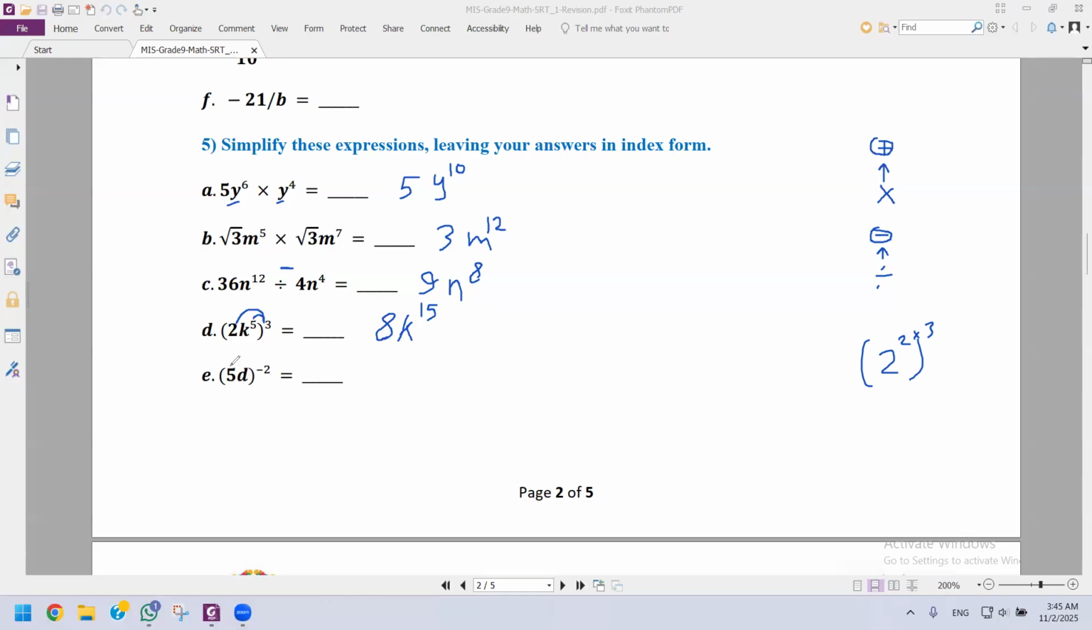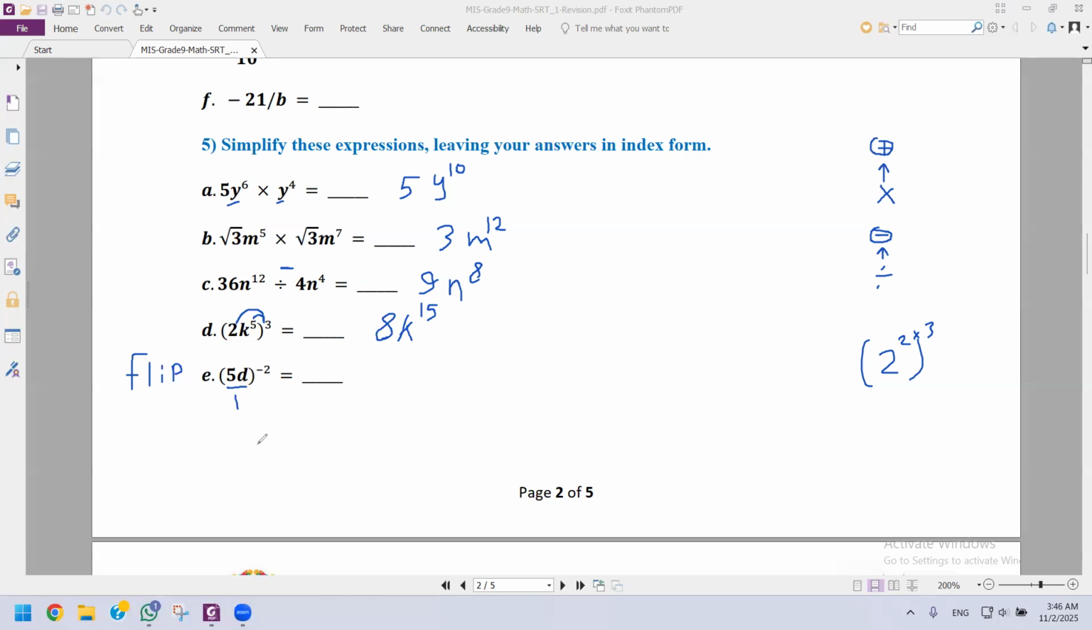Next, 5d to the power of minus 2. Now, in math, we don't like to see a negative power. So let me make it positive. How to make the power positive? We should flip. Okay, Mister, we know if I'm dividing fractions, I turn it to multiplication and I flip. But here, I don't have a fraction. How do I flip? Okay, we can make it a fraction. How? Over 1. Anything you need to make a fraction, you put over 1.